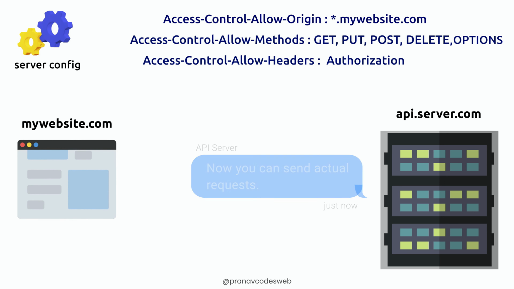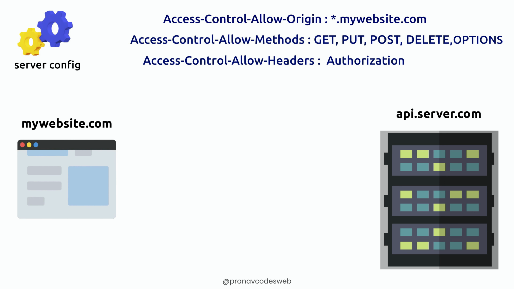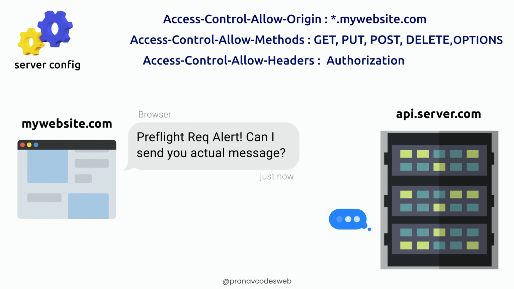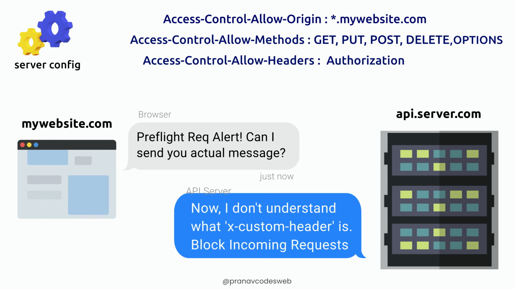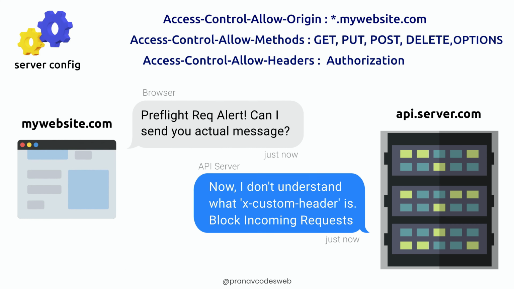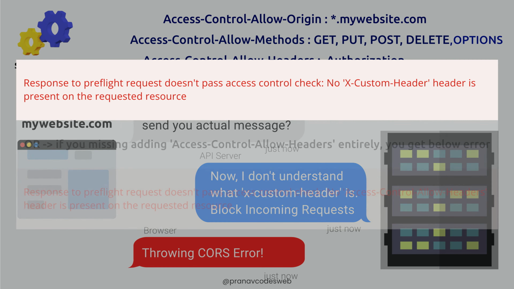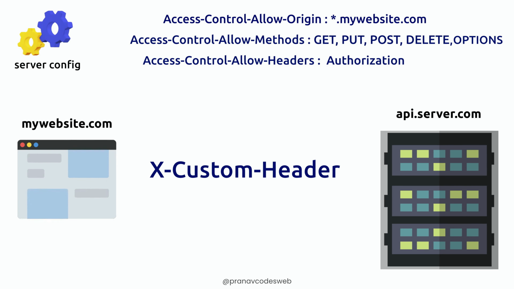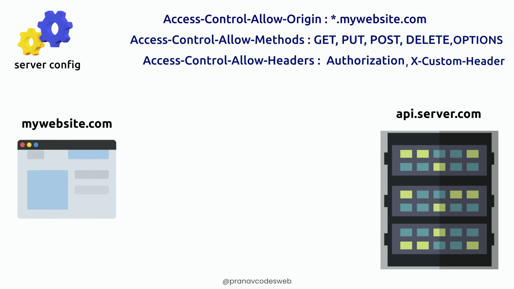Now let's say the client hits an API which has custom headers, but the custom header is not configured on the server side in the access control allow headers. Then in that case, when the preflight request is initiated, it will tell the client that okay, this custom header is not allowed. So the actual request will fail with a CORS error. In this case, we get this error. So the solution to this is obviously to set the correct methods and correct headers.